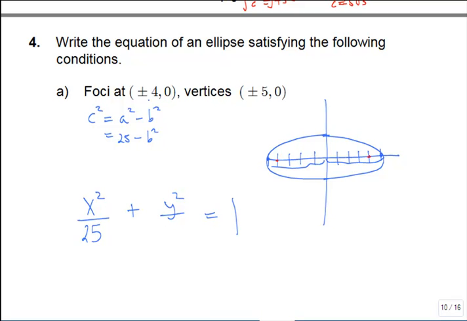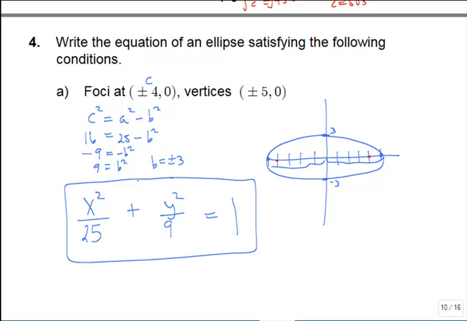But we do know c, because that's what foci are. The foci are always your c's. So c squared is 16. If I subtract 25, this gives me a negative 9. So b squared is equal to positive 9, which means I need to put a 9 under here, and it also implies that b is plus or minus 3. So that's telling me that I need to go up 3 and down 3. So here's the equation of my ellipse.